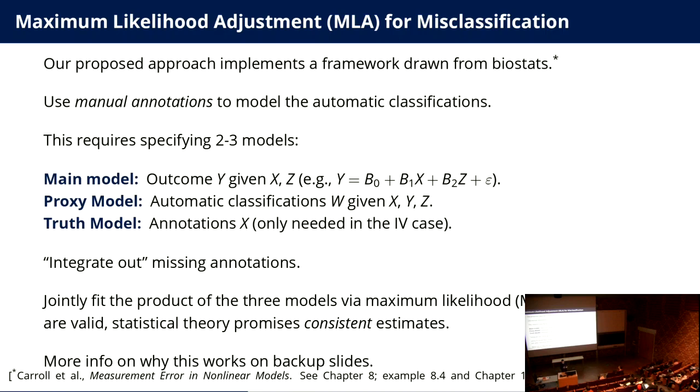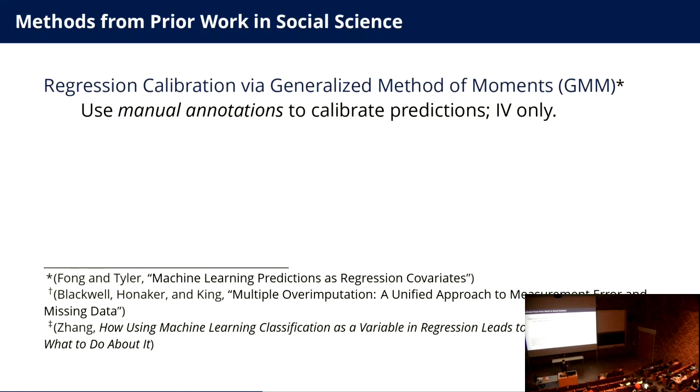And then if the main model and the proxy model and the truth model are all valid, then theory promises that we'll get consistent estimates. And because you can put Y into the proxy model, that gives you the opportunity to account for differential error. And you can put any variables in the proxy model, and so in theory, that should also be able to account for systematic error. So in theory, this should work in all the cases.